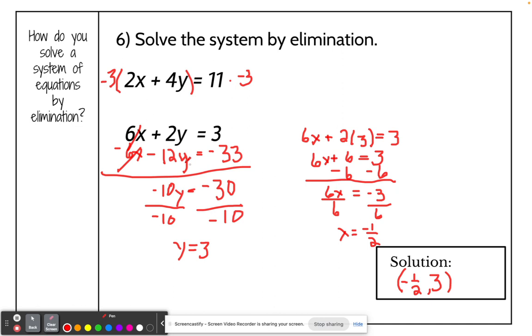Let's check it on the other equation. Negative 1/2 times 2 is negative 1. 4 times 3 is 12. Negative 1 plus 12 does in fact equal 11. So my system worked for both equations. My solution did.